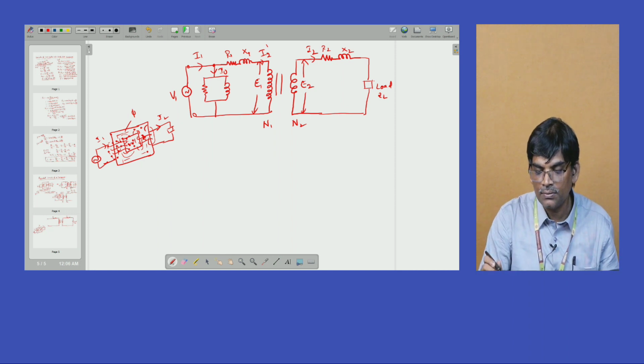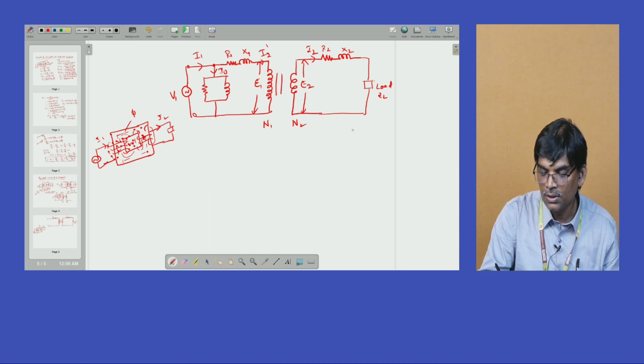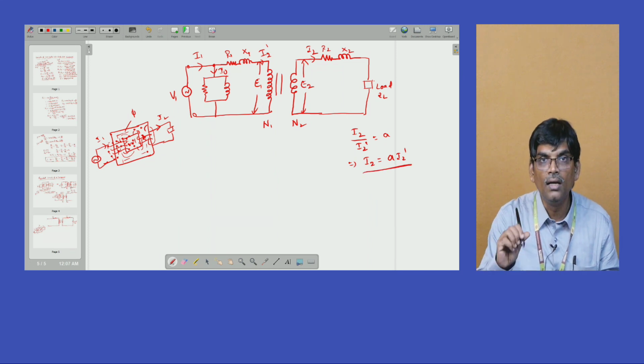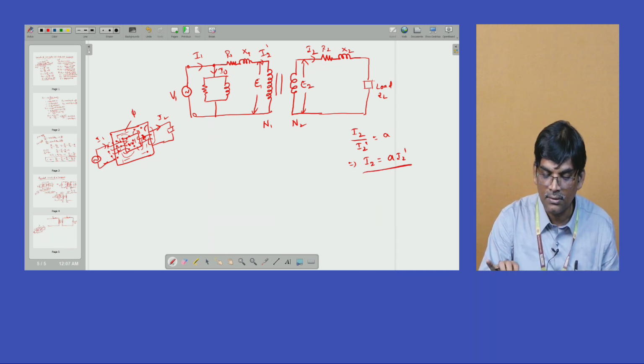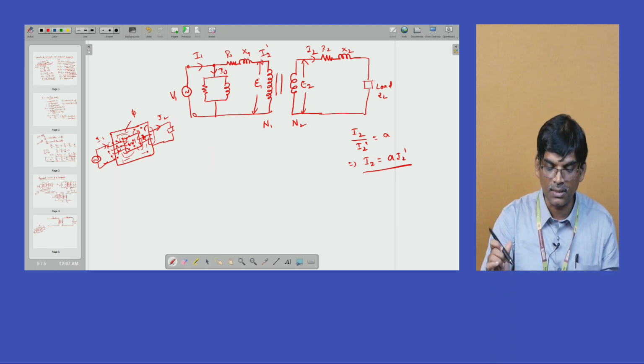So how to calculate the I2 dash value here? We know that for any secondary parameter you want to transfer with respect to primary, we use the turns ratio, that value we know. So I2 by I2 dash, why? Because this is the secondary component and this is the primary component, equal to A. So from this equation I2 is equal to A I2 dash. This is the secondary current represented on the primary side.